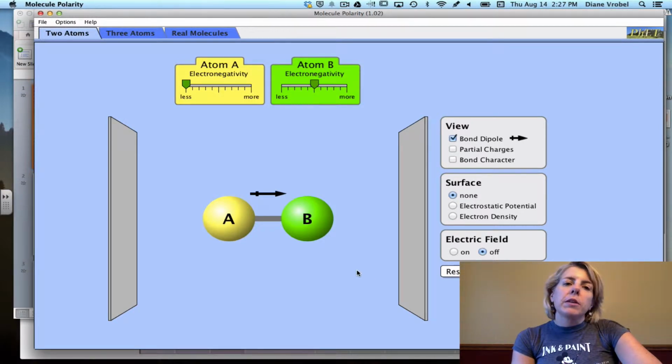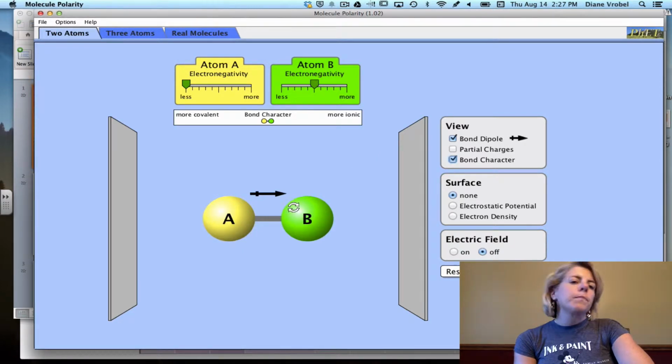With this simulation, we have two atoms, and notice that one of them has low electronegativity. Remember, when we're talking about electronegativity, we're talking about the ability of the atom to hold on to its electrons. If you have high electronegativity, it holds on to its electrons very tightly. If it's low electronegativity, it releases its electrons more readily. What I'm going to do here is show you the bond character.